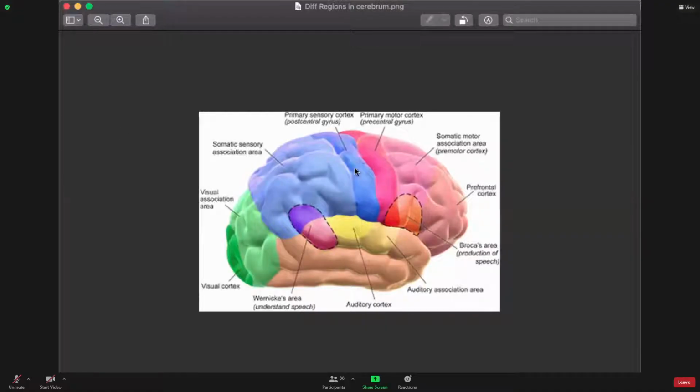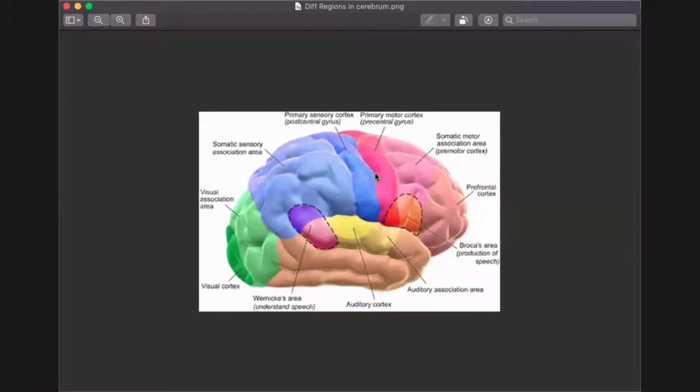Now check this, important it is. You could see central gyrus, central sulcus here. Yes, ma'am. Dark pink color area towards frontal lobe is motor and blue area towards occipital region is sensory area.